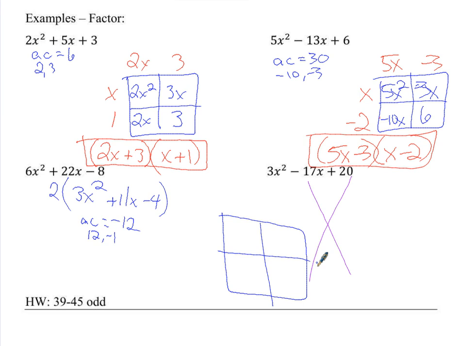3x squared. We factored out the GCF and now we're ignoring it. We are going to include it in our final answer, but we do not include it when we're writing our box. So it's 3x squared. What else do we know? Negative 4. And what else do I know? 12x, negative 1x, or just negative x. And again, those two boxes can go in either order.